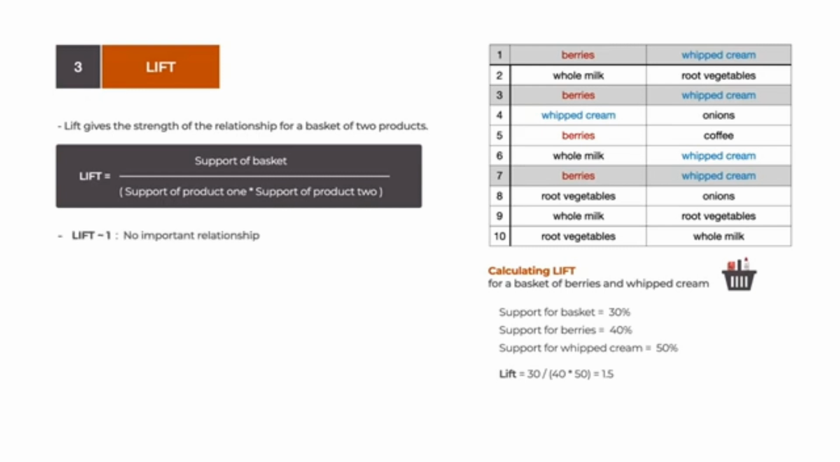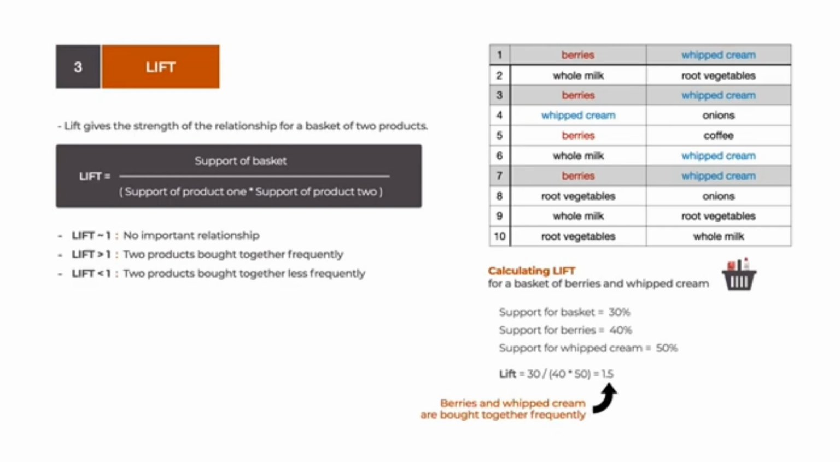A lift value close to 1 means there is no important relationship between the two items in the basket, whereas a lift value greater than 1 indicates a strong relationship between the items in the basket. That is, those two products are frequently bought together and there is a strong chance of that happening. For our example basket of berries and whipped cream, the lift value is 1.5, which indicates that consumers buy them together about 1.5 times more than it would happen by chance. So this indicates a strong relationship between berries and whipped cream basket. And finally, a lift value of less than 1 indicates that the two products are not bought together frequently.